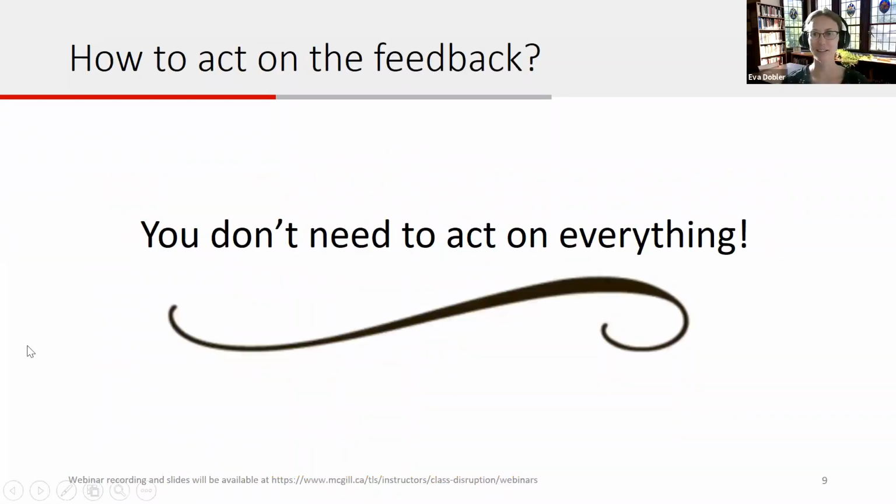Yes, and as you can see from the slide, one of the main messages today is you don't need to act on everything. And that's very, very important. You don't want to act on every little suggestion you get from your students, because as we've said previously, your course is designed for learning, and not all the feedback that you get will make sense in the context of your course. So let's discuss this a little bit.